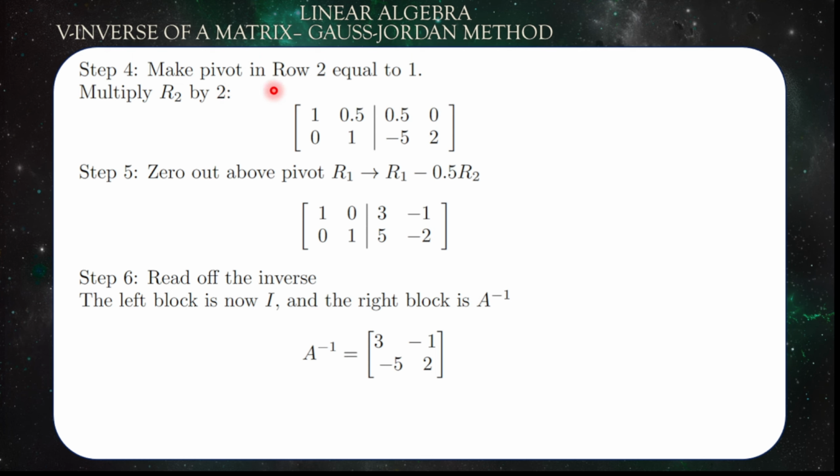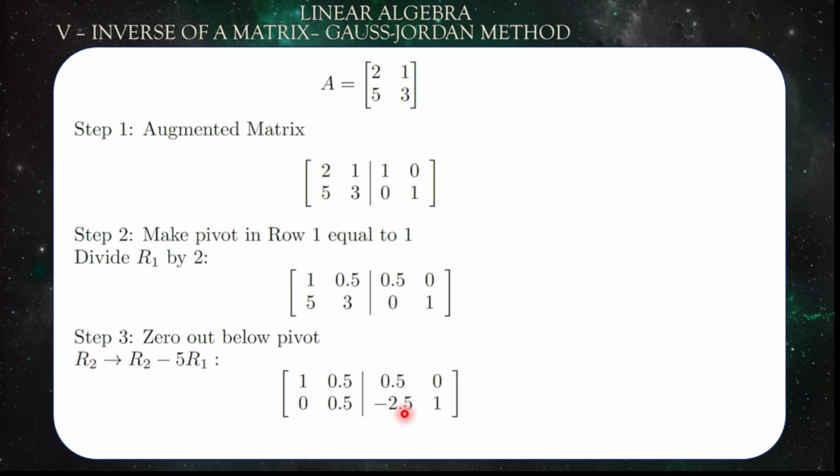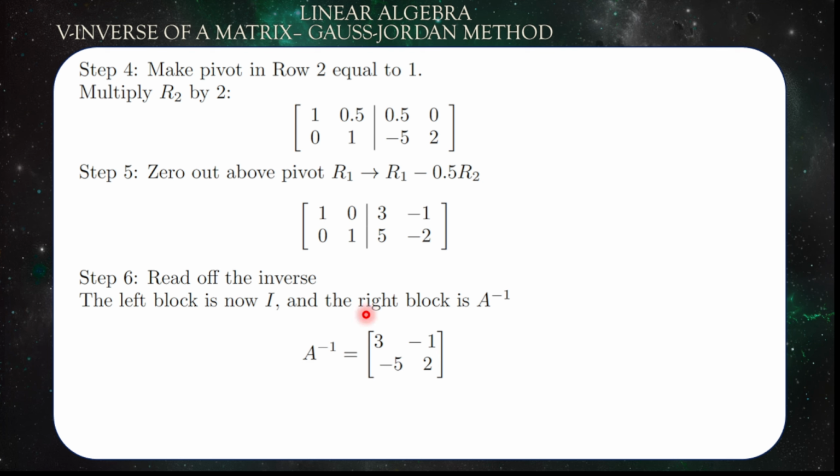After that, we make the pivot in row 2 equal to 1. So you multiply the second row, R2, by 2. R2 is equal to R2 multiplied by 2. What we had before is 0, 0.5, minus 2.5, 1. If we multiply by 2, 0 remains the same, but 0.5 becomes 1, correct? And of course, this will change. Minus 2.5 becomes minus 5, and here becomes 2. Let us look at it. So 0, 1, minus 5, 2.